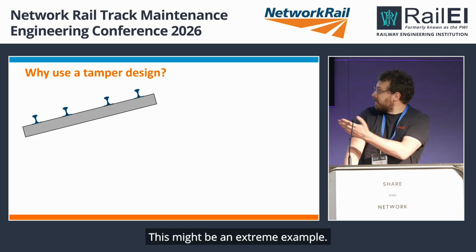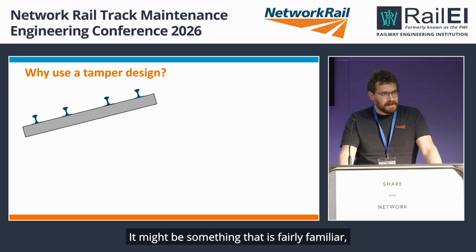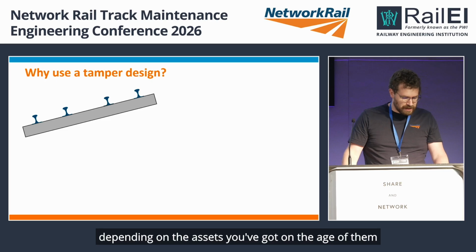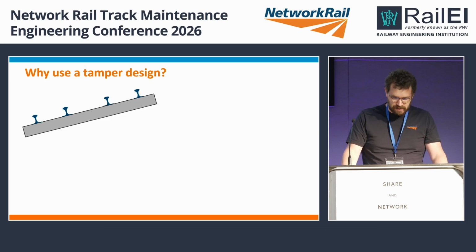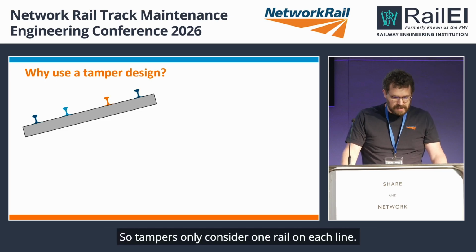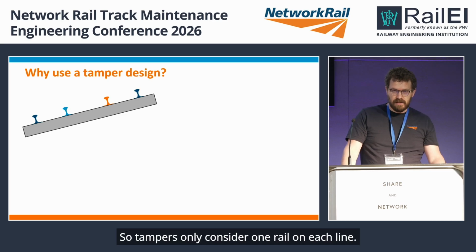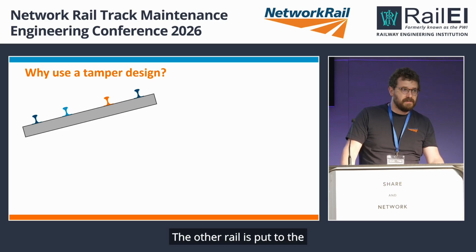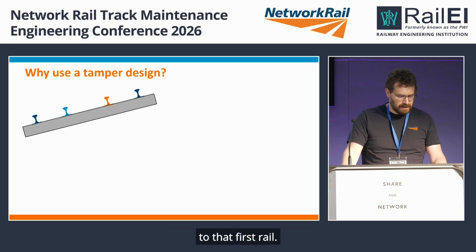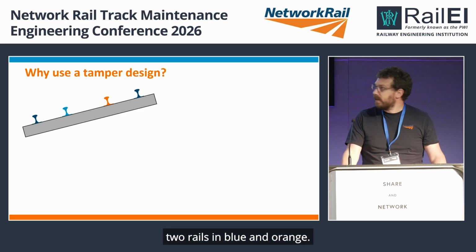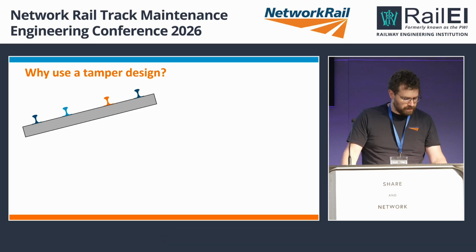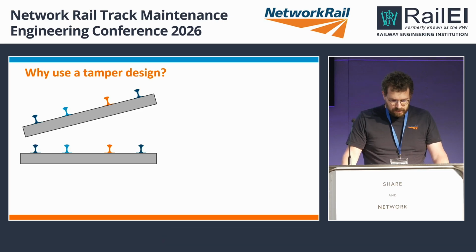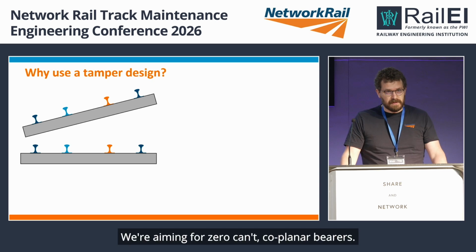This might be an extreme example. It might be something that is fairly familiar, depending on the assets you've got and the age of them and the tonnage they experience. So tampers only consider one rail on each line when we lift. We lift one rail to a design position, the other rail is put to the right amount of cant relative to that first rail. So we're going to consider two rails in blue and orange. So this is what we're aiming for. We're aiming for 0 cant, coplanar bearers.